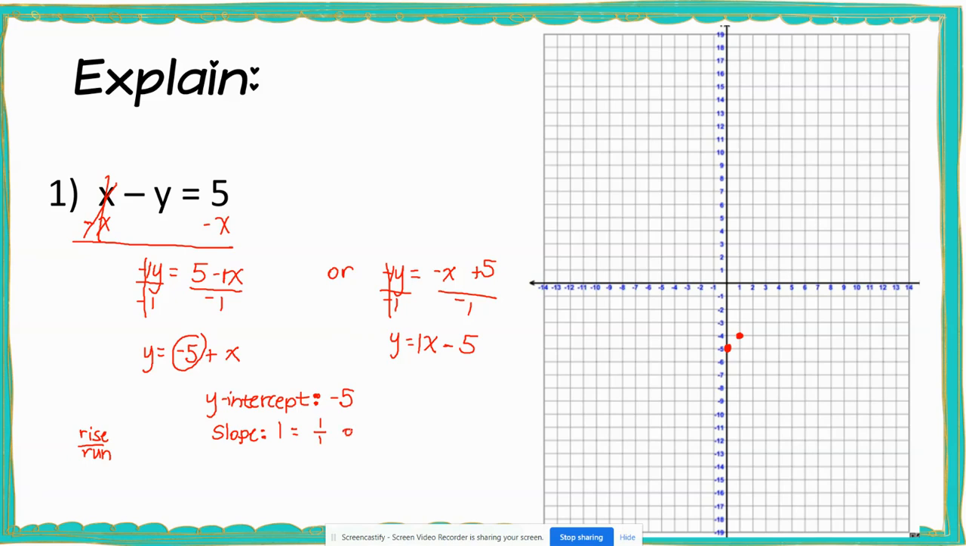Now, it's important to know that this is the same as saying -1 over -1, because a -1 divided by a -1 is also a +1. So from my original point, I could have also gone down 1 for my rise and left 1 for my run. And you'll see that this would still create the same line. So now that I have at least 2 points, I can connect them with a line and put arrows on my line.